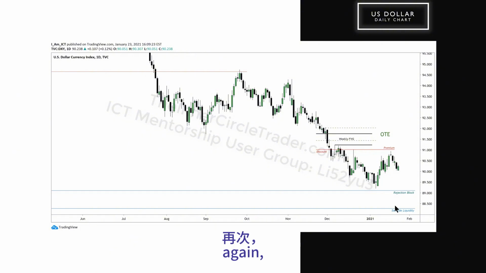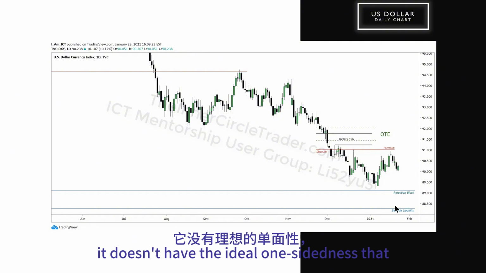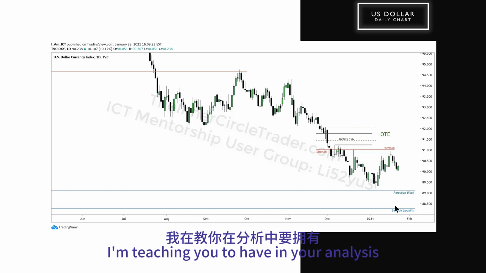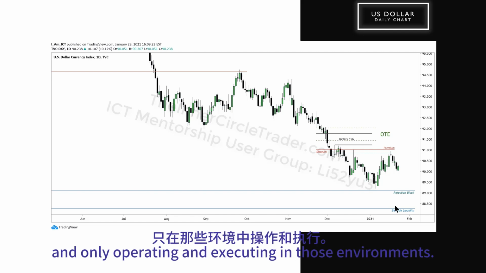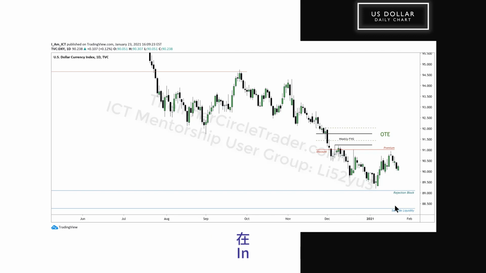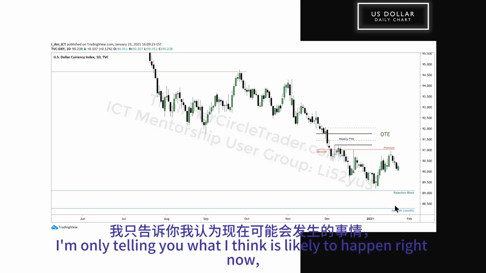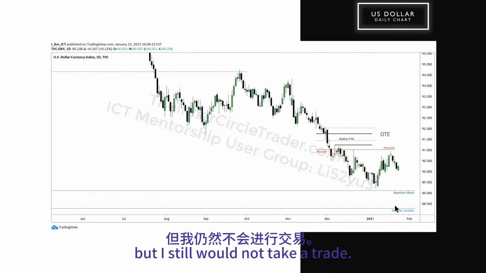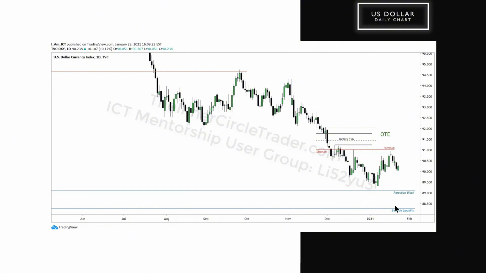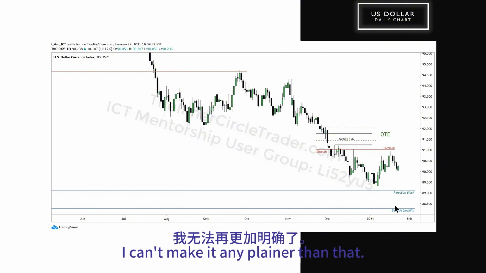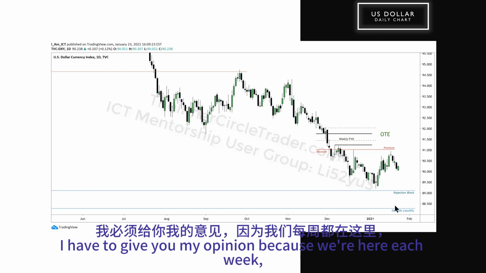So again, it doesn't have the ideal one-sidedness that I'm teaching you to have in your analysis and only operating and executing in those environments. In plain terms, I'm only telling you what I think is likely to happen right now, but I still would not take a trade. Okay? I can't make it any plainer than that. I have to give you my opinion because we're here each week.